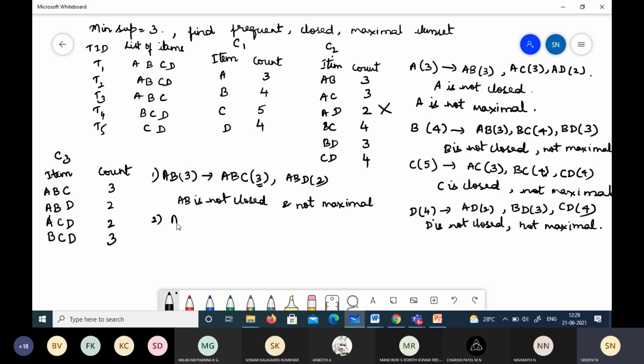Then if we take AC, we will form ABC, ACD we have. Here again, AC is not closed. So we have to find all closed, frequent and maximal item sets. Not closed, and it is also not maximal, isn't it? You can move on like this.